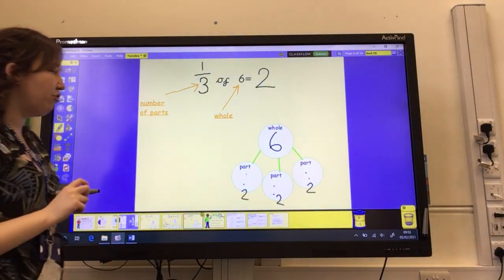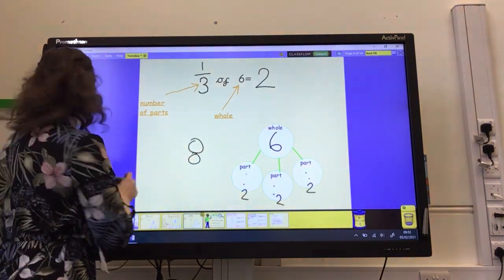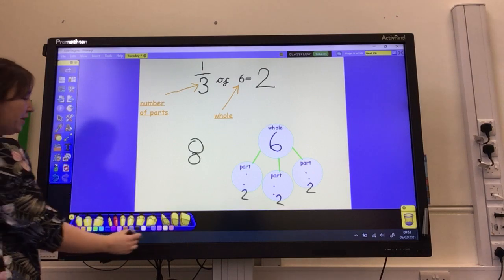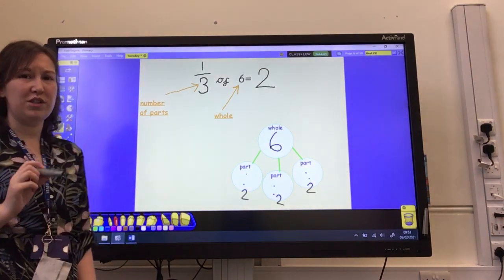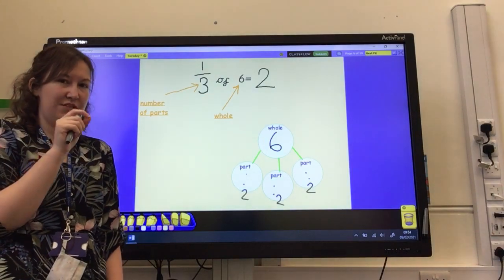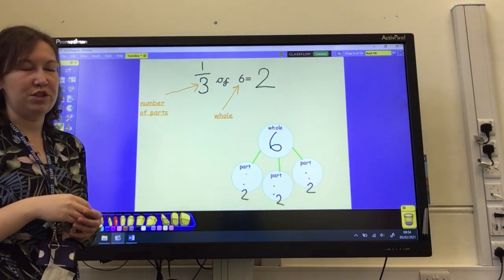So remember, when you're drawing your workings out, don't do massive dots inside your part whole because you will run out of space very, very quickly. And also, don't make them too small so that you can't actually see the dots. It's very difficult to count them if you go to greater numbers and the dots are too small.